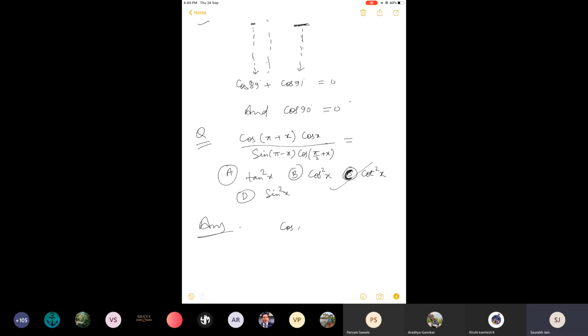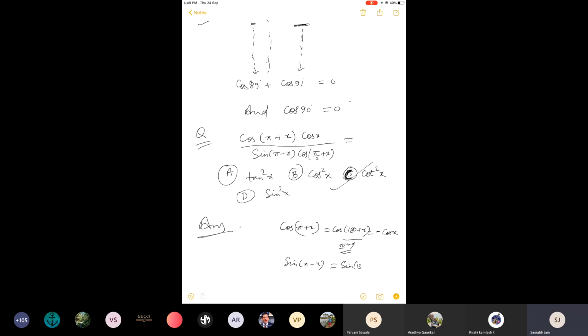Cos pi plus x. Pi means 180. 180 plus x. Reduction formula. 180 means even, no change. X but minus y. Third quadrant, 180 plus something. Third quadrant cos is negative. Similarly, sin pi minus x. First I am simplifying all of them, then I will put their values.